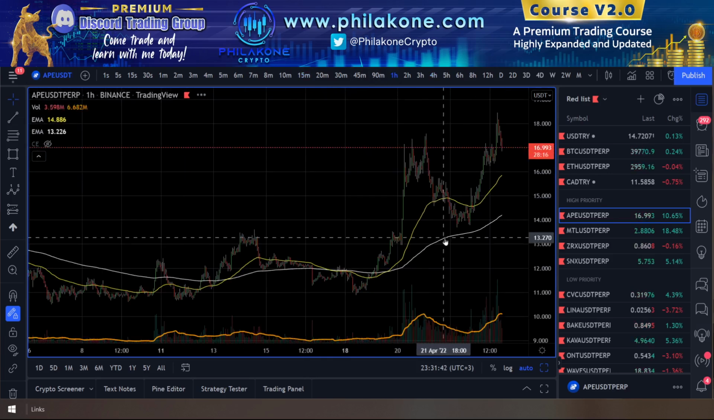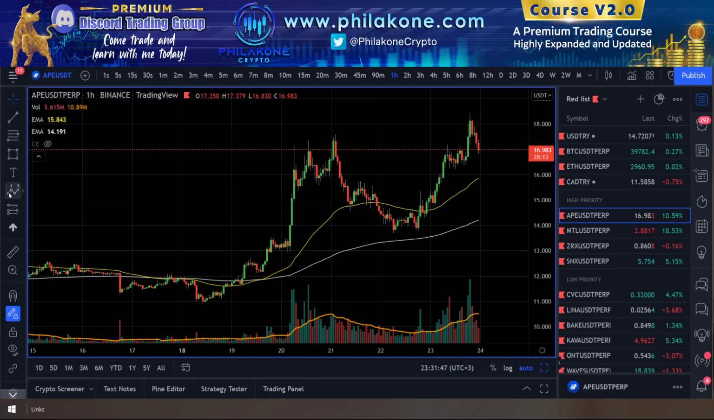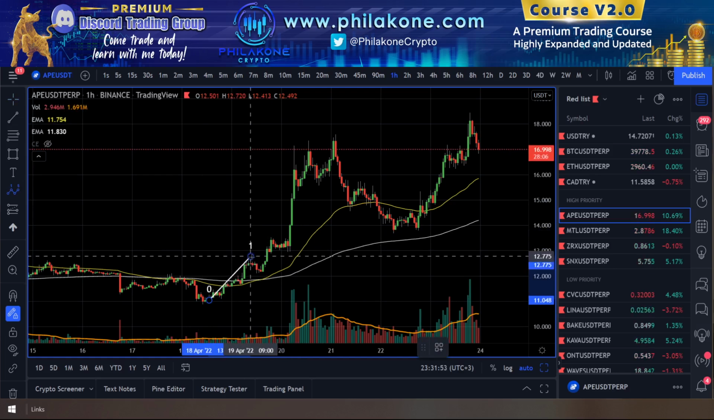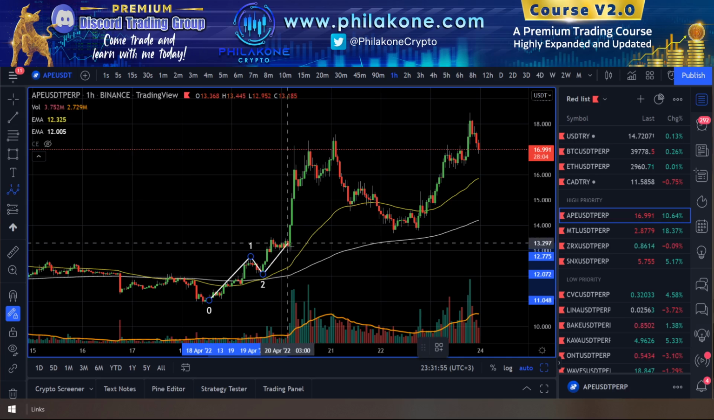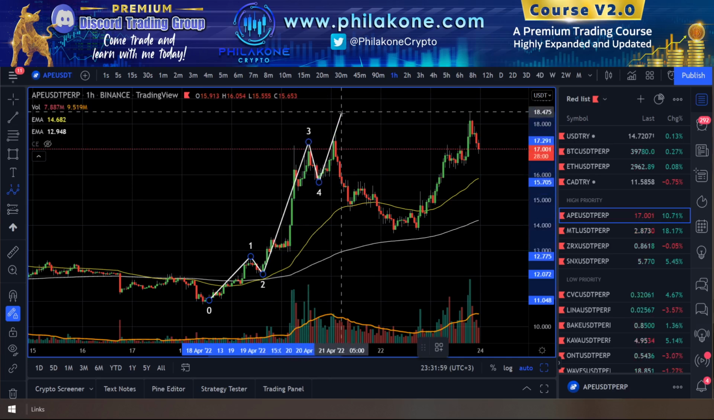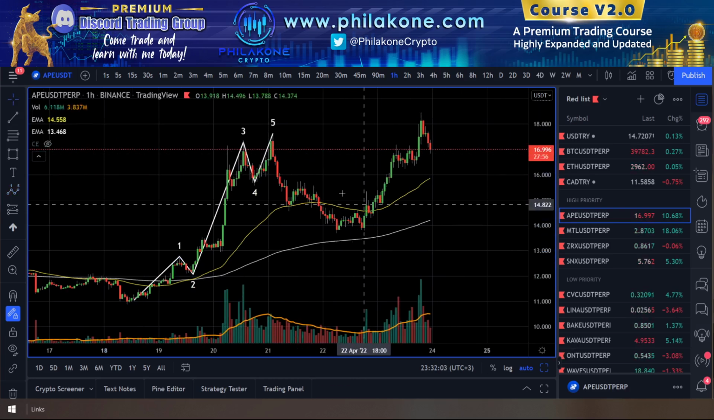My bad, I zoomed out too far. So this is the first structure, this is the second, and this is the third here, where it makes something like this. This was probably a 1, a 2, then a 1, 2, 3, 4, 5 to make the 3. This is the 4, and that's a 5 up there. So this is a corrective pattern in here as well.